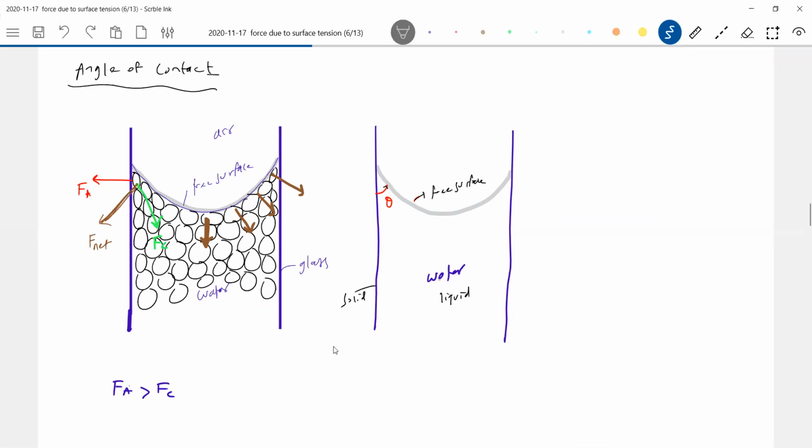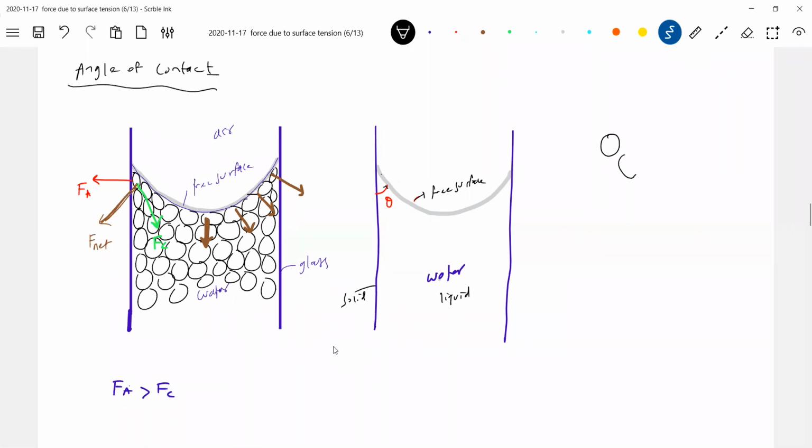The force by the liquid on the glass will be downward. The force by the glass on the free surface will be upward, because of the pull force, no? If there's a glass molecule and there's a water molecule, here we are taking this one. In what direction will the glass exert a force? Glass will exert force in this direction. The water molecule will exert force on the glass in this direction. Tangential, it should be.